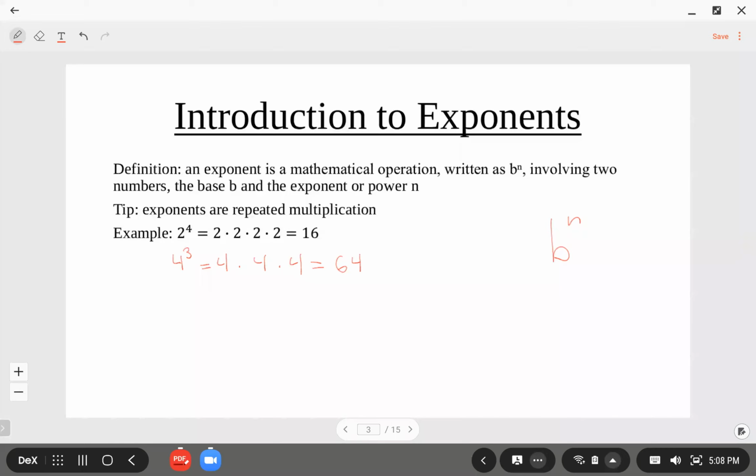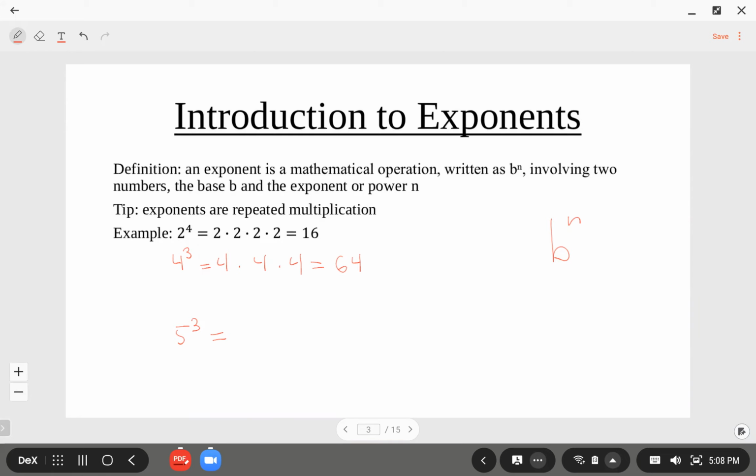Okay, so now to check your basic understanding of exponents, I'll give you a warm-up question. So what is 5 to the 3rd power? I'll give you a few moments to figure out what 5 to the 3rd power is. And please put your answer in chat.